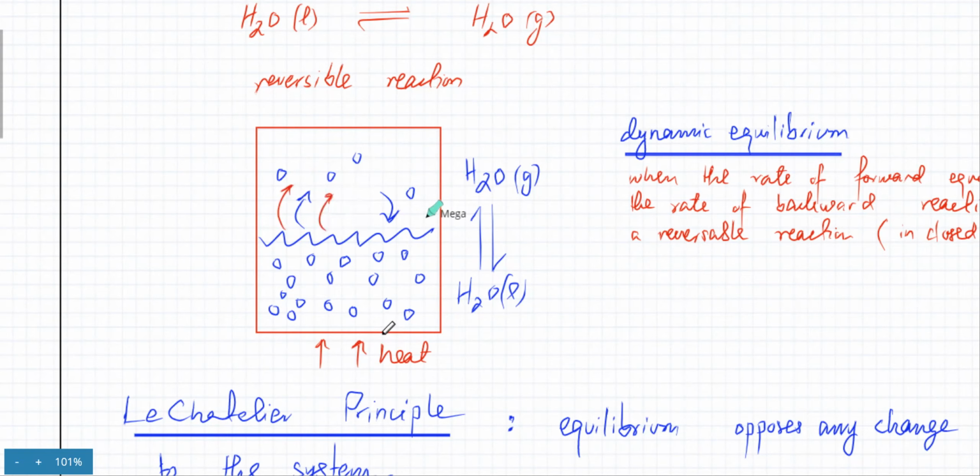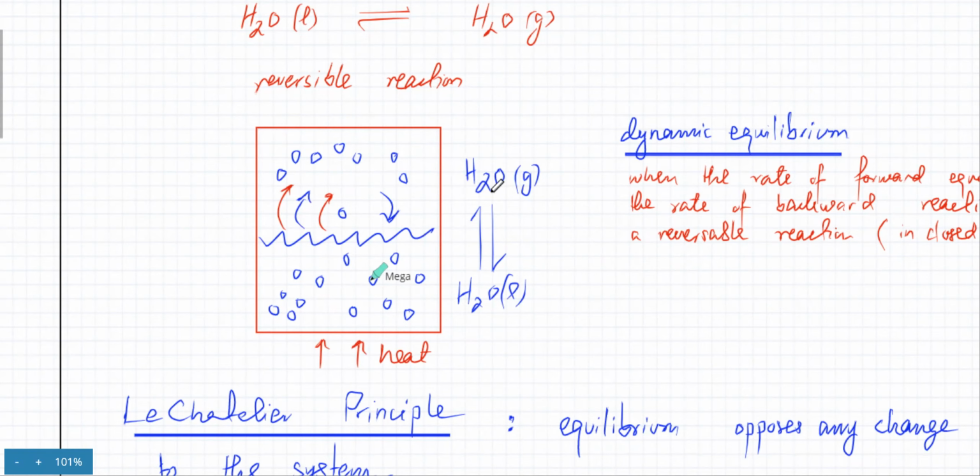So that means every second now, instead of, let's say, 3 molecules evaporating, now there are 4 molecules evaporating. And every second, instead of 3 molecules condensing, now just 2 molecules are condensing. So if this keeps going on, every second 4 molecules evaporate, and just 2 molecules condense back. That means the net quantity of vapors is going to keep on increasing.